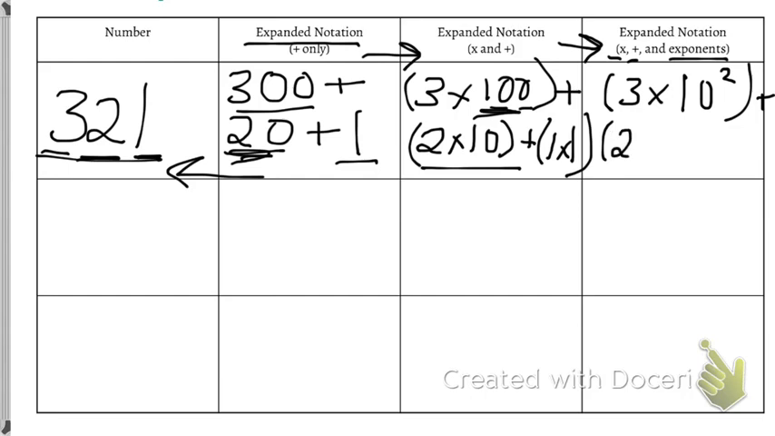We're going to say 2 times 10 to the first, because we know that 10 to the first is just 10, which we have here. And then our last section is just the 1. So we're going to do 1 times 10 to the 0, because we know that 10 to the 0 really equals 1.